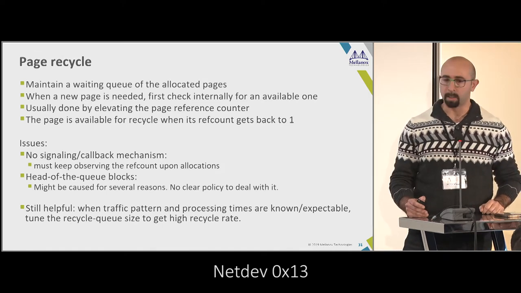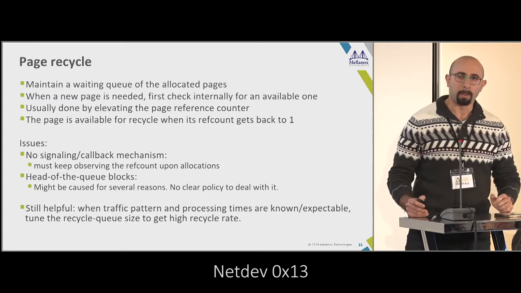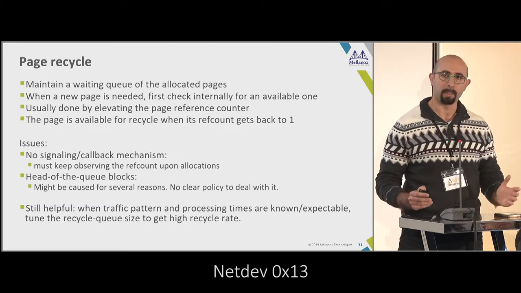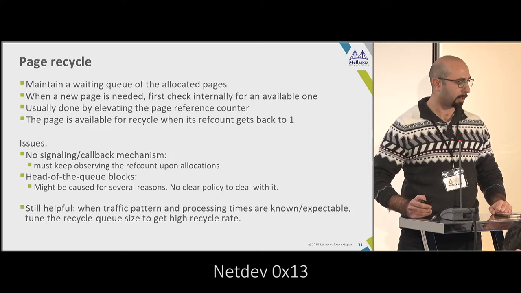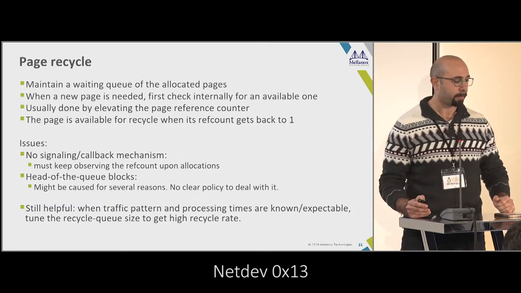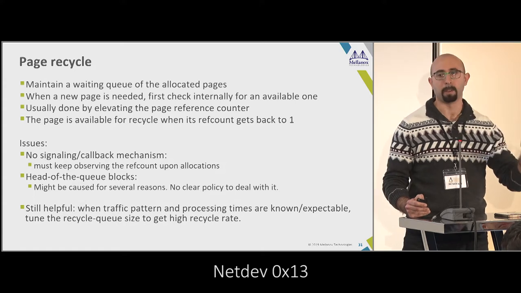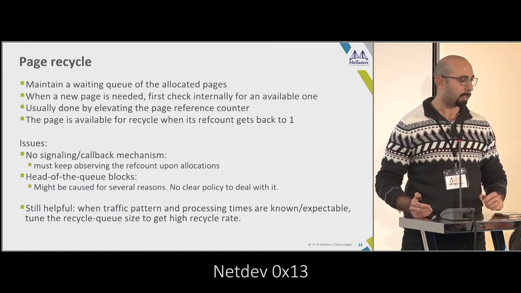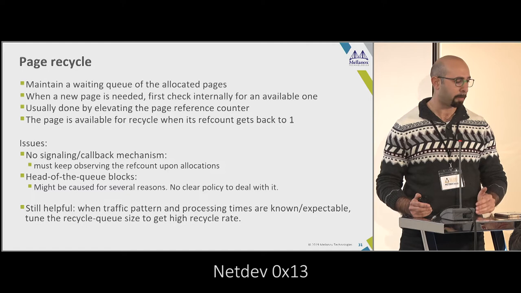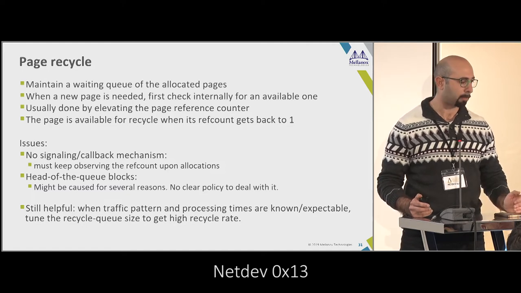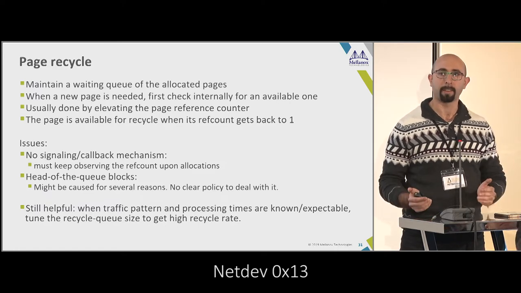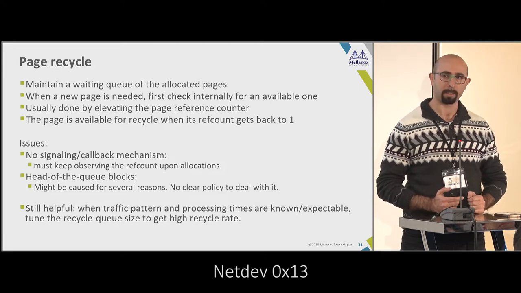I'm going to move on to the next idea. The second idea is to recycle the page. So you as a driver, or you as a page pool, maintain a waiting queue of the pages that you already allocated from the PCP. Of course, this page is processed by the stack. There is some ref counting going on over there. When you need to allocate a new page, you check internally for an available one. Usually, you check that the ref count is back to one because you hold the reference count, and you need all the other reference counts to be released.